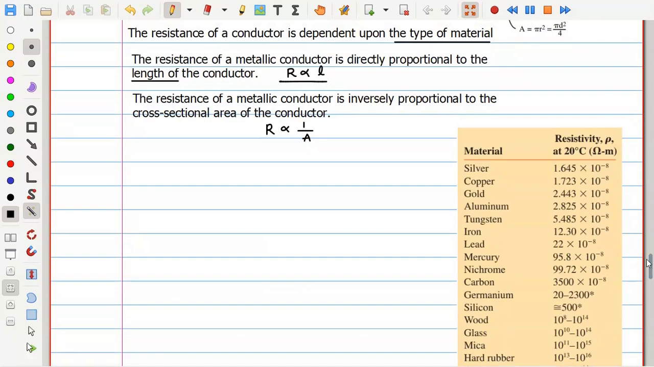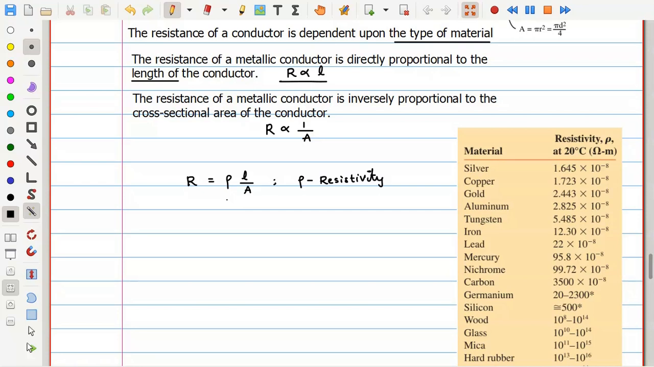So based on these two proportionality relationships, we can conclude that R is equal to rho L by A, and the proportionality constant we call rho. This proportionality constant rho is referred to as the resistivity.